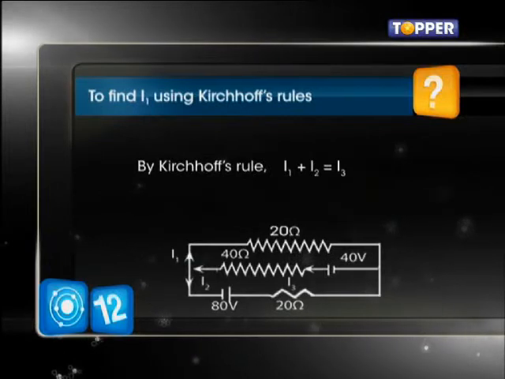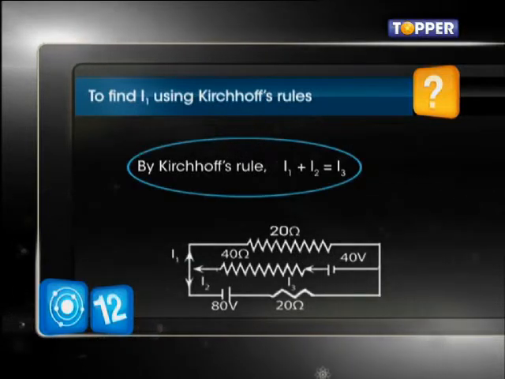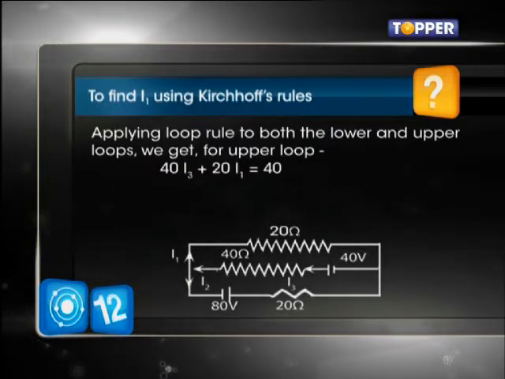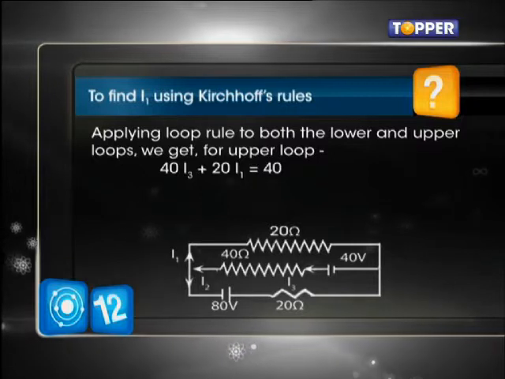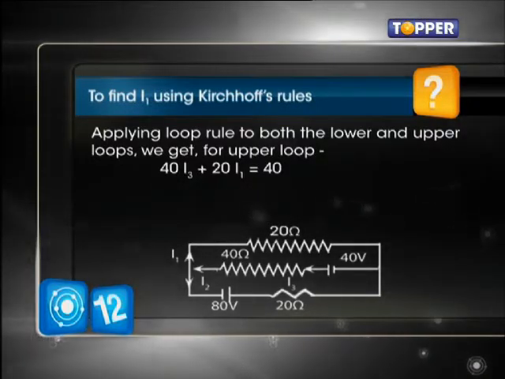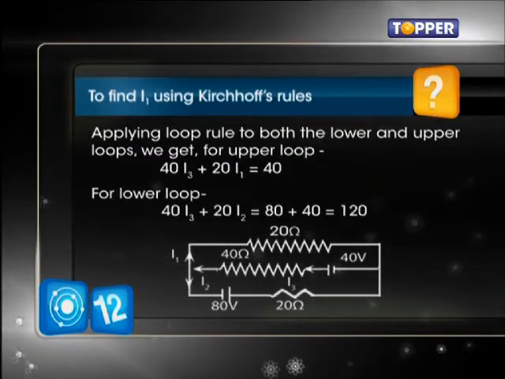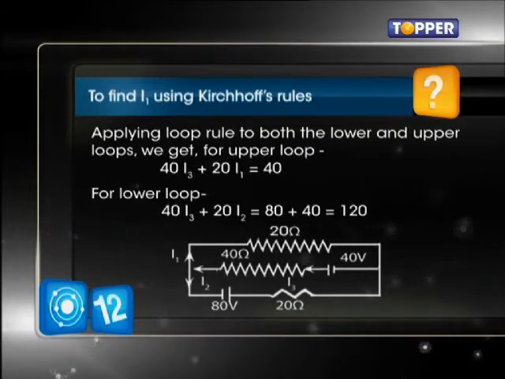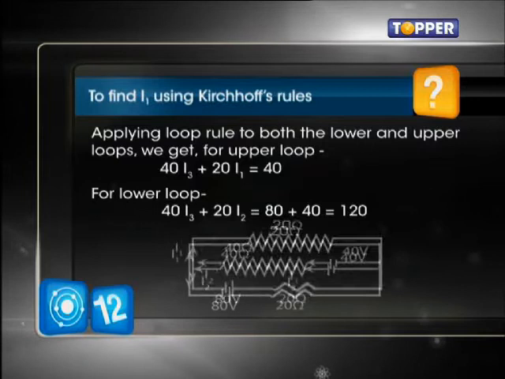By Kirchhoff's rule, current I1 plus I2 is equal to I3. Applying loop rule to both the lower and upper loops, we get, for upper loop, 40 I3 plus 20 I1 is equal to 40. For lower loop, 40 I3 plus 20 I2 is equal to 120.